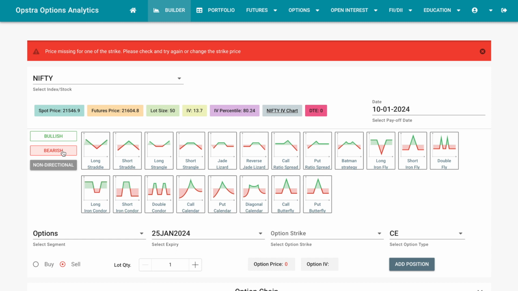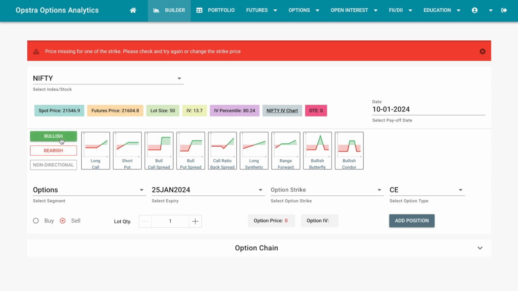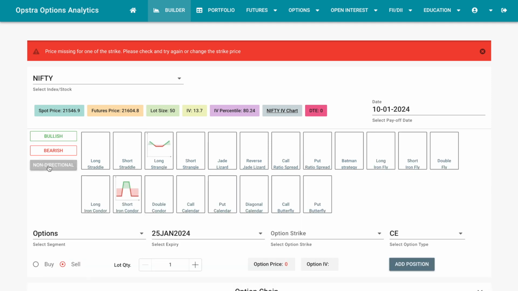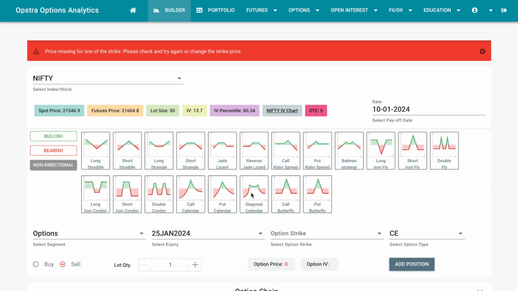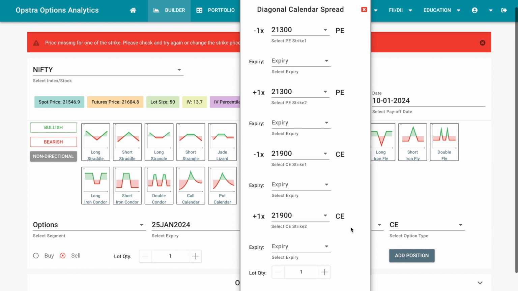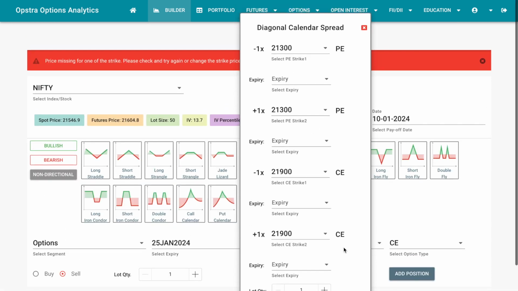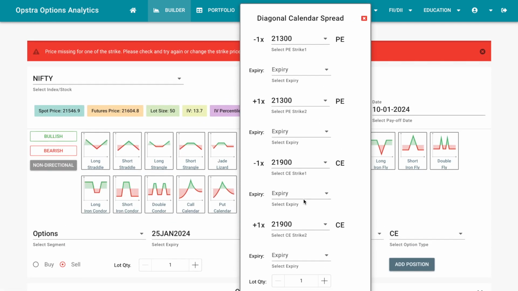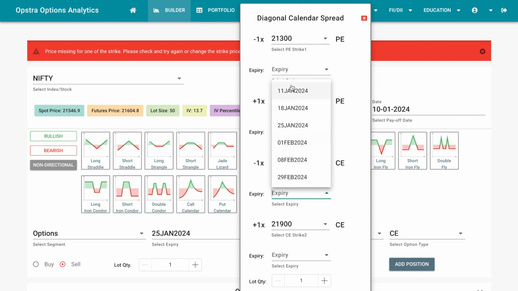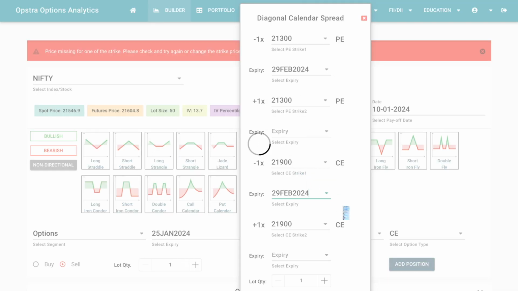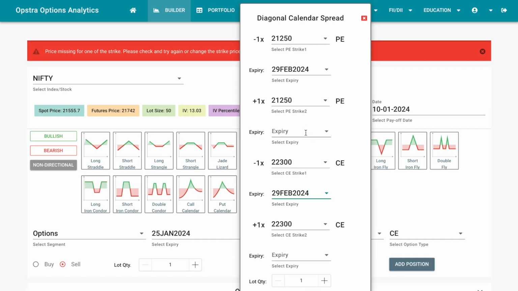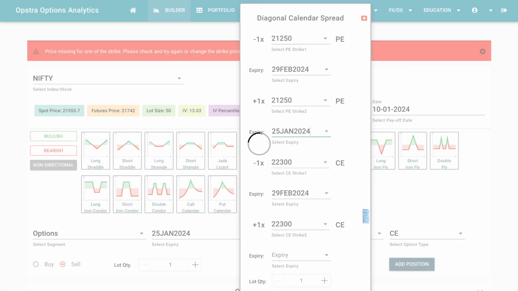Let me just check if we have some other option over here. But there is no other option, so for non-directional, this is the only option. Let's just go with diagonal, and then I'll adjust this strategy. Diagonal spread, and then expiry of Jan Feb. Okay, diagonal spread, this is Jan.